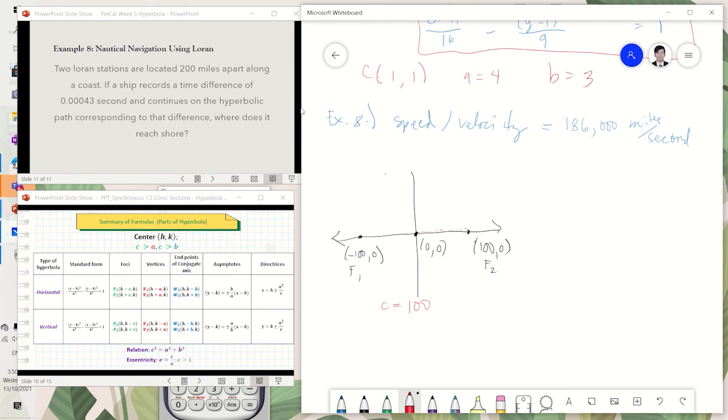Okay, now, take note that the two stations are here on the shore. So try to imagine that there's a shore in here, and the Loran stations are here, and this is the sea. The path followed by a ship would be hyperbolic. Let's say it's here in our quadrant 1. Try to imagine that there is a hyperbolic curve followed by the ship.